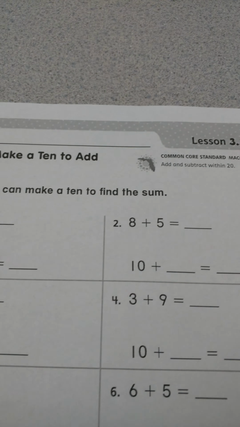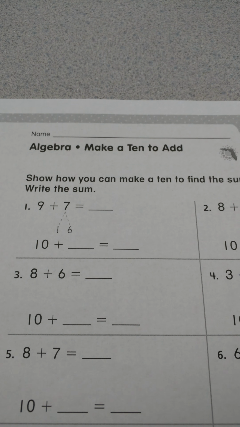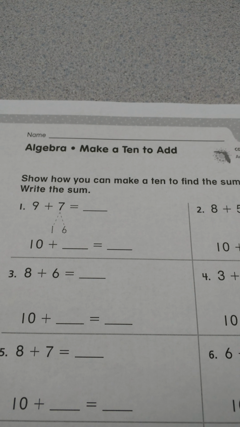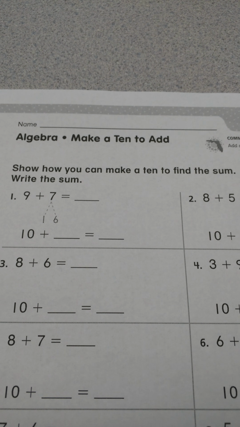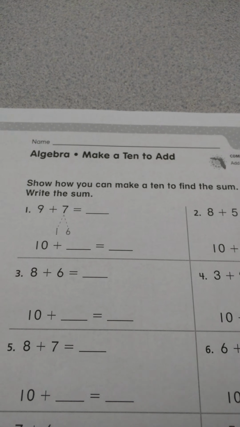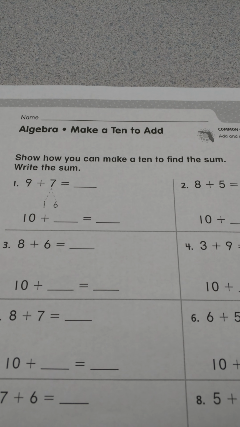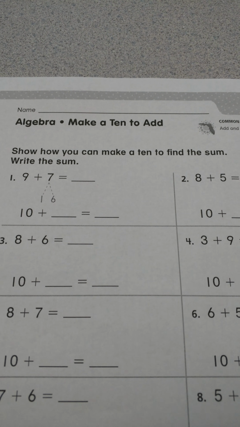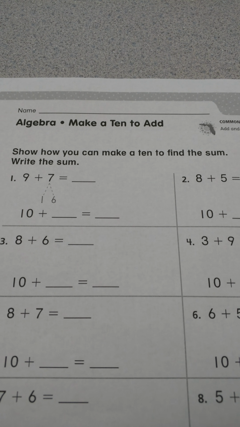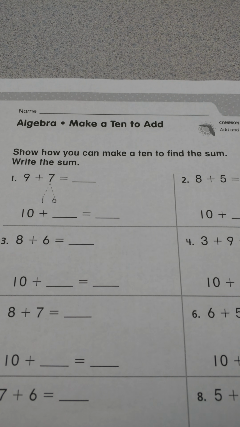This is second grade Go Math lesson 3.3, and today it says we're going to make a 10 to add. So this is really where it gets a little bit trickier, especially for some of our parents who didn't do something like this when they were in school. But the directions say show how you can make a 10 to find the sum.